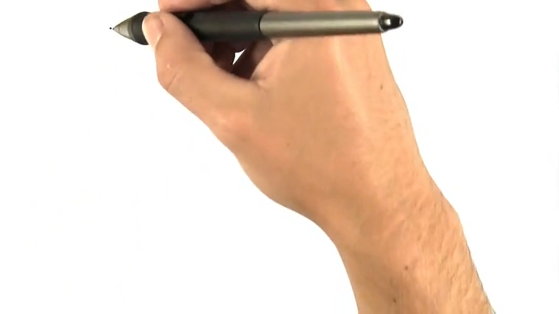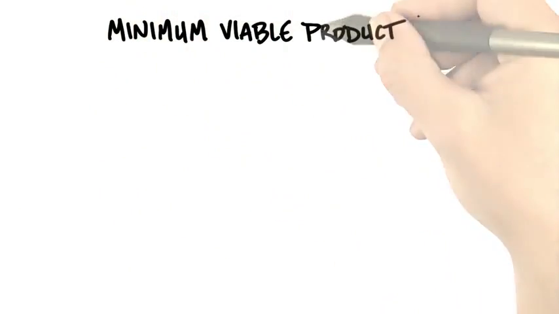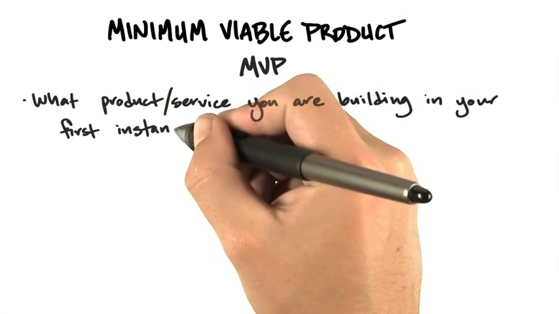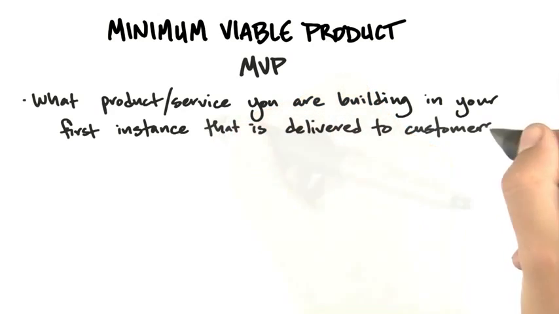Now, why you're doing all this is to define the minimum viable product, or sometimes called the MVP for short. The MVP basically is what product or service you're building in your first instance that's delivered to customers. And the MVP is not an alpha or beta. This is a big idea.